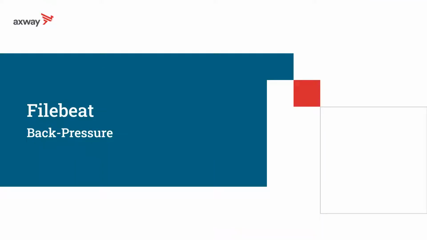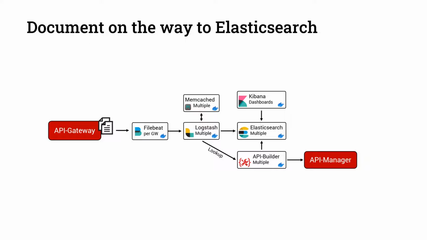So first, I would like to start with Filebeat and something that is called back-pressure. You know that once an API request is executed on one of your API gateways, Filebeat has the responsibility to read that file and stream that information further on to Logstash. Logstash will execute some pipelines with the help of Memcached and a REST API provided by an API Builder application. The data is enriched and then it is finally stored into Elasticsearch.